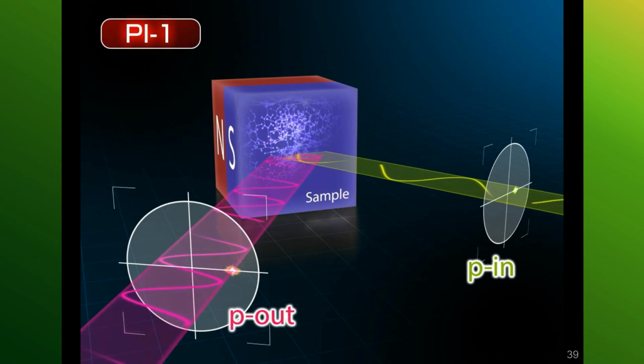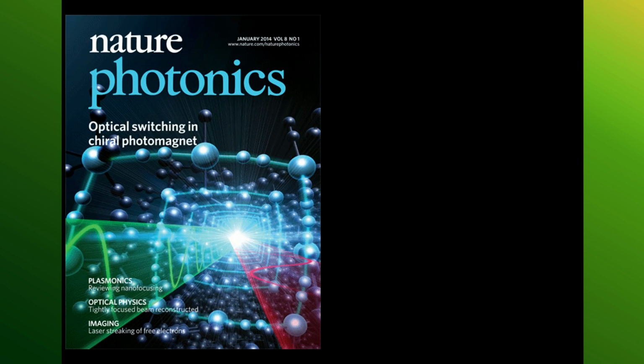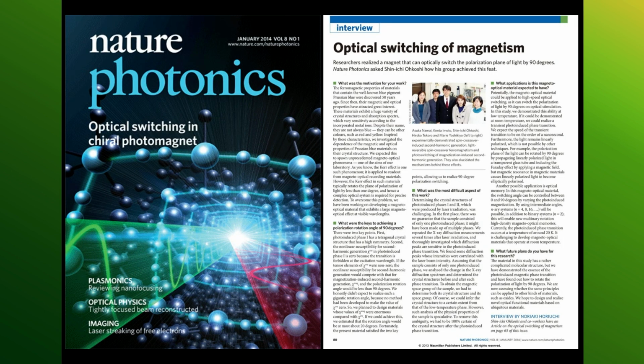As for its applications, it may be easier to understand if we refer to it as a storage medium like MO disks, which were used in Japan a long time ago. These disks basically use the polarization plane of light for detection. This is one of the possible applications of this material. This material was also featured on the cover of the journal.